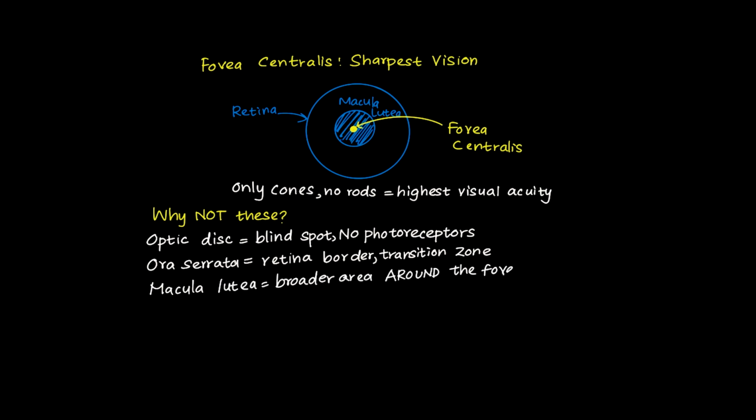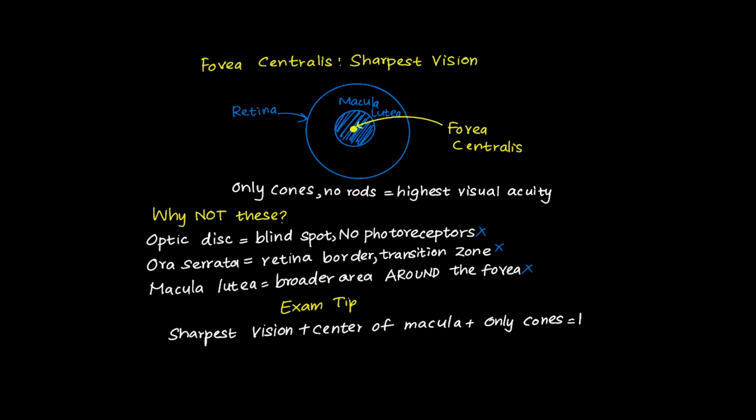That's specifically the fovea. Here's a WGU D312 OA exam tip for you. Sharpest vision, centre of macula, only cones equals fovea centralis. If the question says maximum visual acuity or pinpoint depression, that's the fovea. Quick hook. Fovea equals focused vision at the centre.